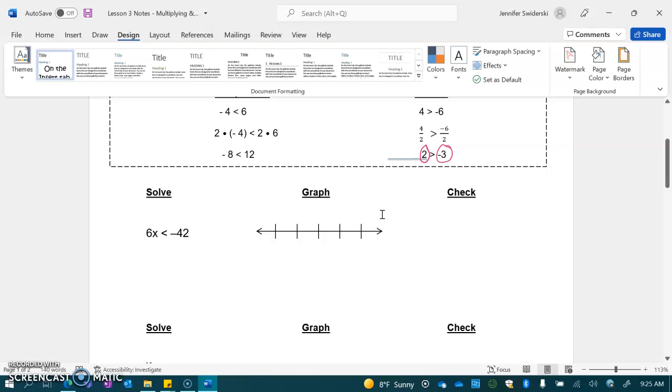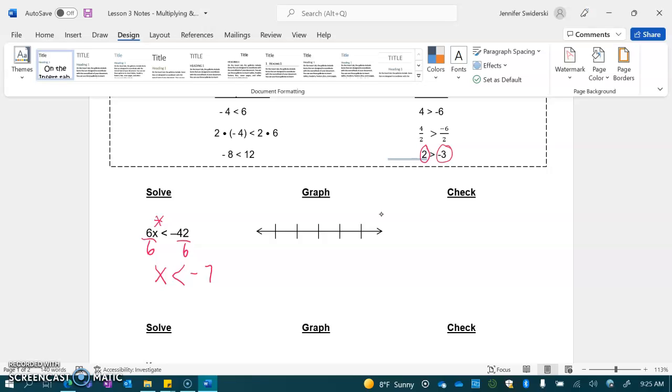Below, we're going to solve these inequalities. We're going to see here that we want to get x by itself. I see that they're multiplying x by 6. To get x by itself, I need to divide both sides by 6. When I do that, I get x is less than -7.